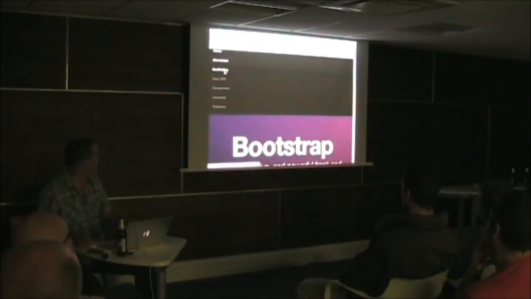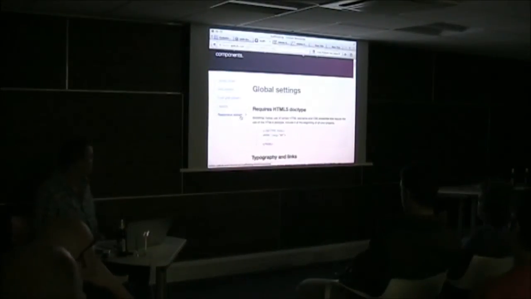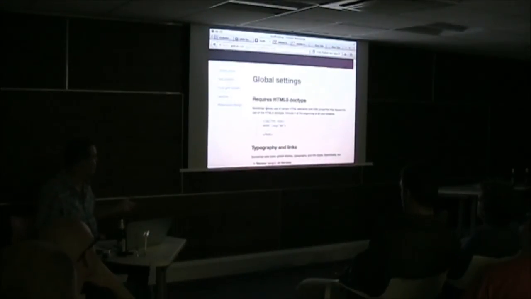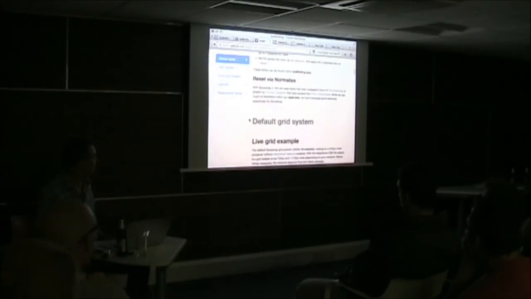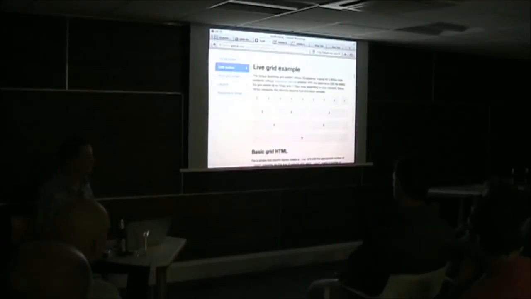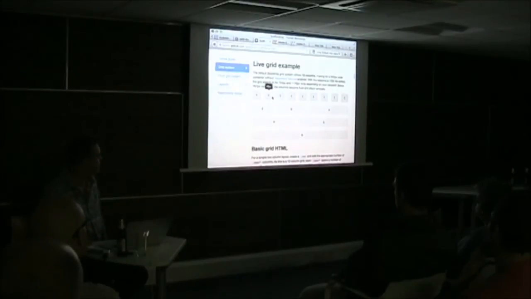So we start with scaffolding. There we go. So we've got some global settings. As I say, it requires the HTML5 doc type. And it starts off by being set by normalize, and a grid. Now, we'll look at the grid in a minute when we come to demonstrating some pages. But essentially, you've got 12 columns, and everything could be one column wide, or it could be any combination to give you a nicely structured page.